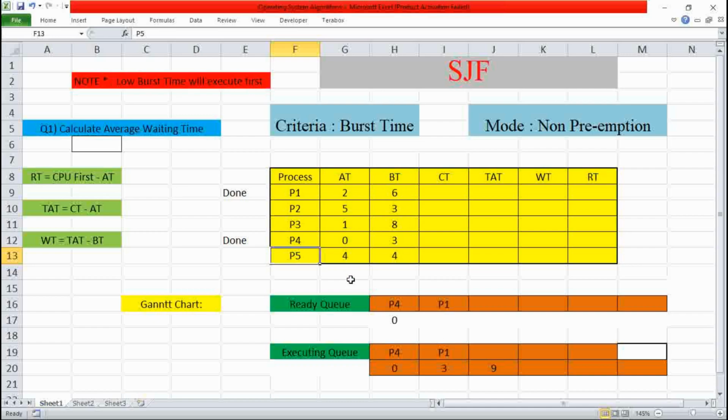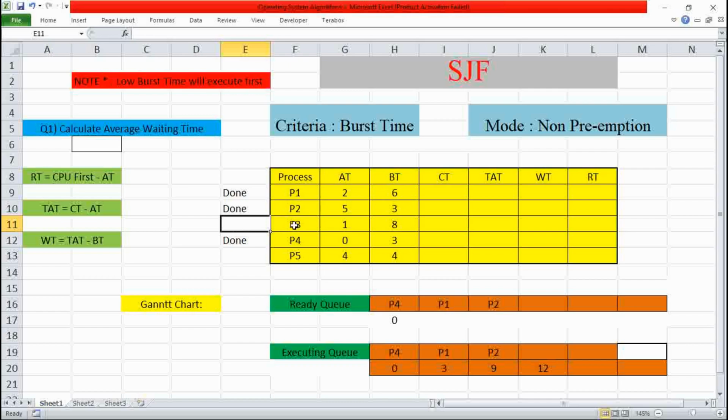Now which process will come after P1? It will depend upon the burst time. So after P1, which process will come? We will see the burst time. So after P1, which has the lowest burst time? P2 is 3, P3 is 8, and P5 is 4. So P2 has the lowest burst time. So right here P2, and P2 requires how much burst time? It's 3. So 9 plus 3 is equal to 12. Now our P2 is also done.